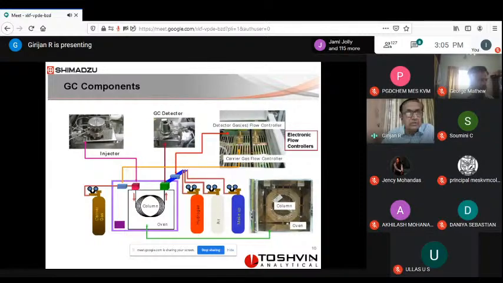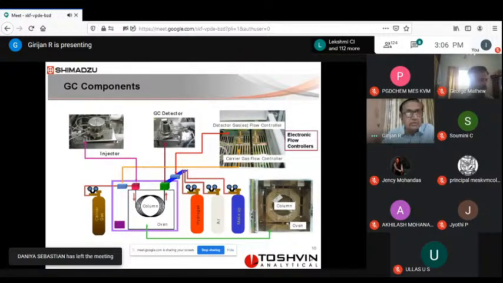And on the right-hand side in the slide, you can see there are 3 more cylinders. One is a hydrogen cylinder, one is an air cylinder, and one is called a makeup gas cylinder. And these 3 cylinders are connected to the detector. You can very clearly see all the 3 cylinders are connected to the detector, whereas your mobile phase, the carrier gas cylinder, is connected to the injection port. So the other 3 gases like hydrogen, air, and makeup are known as detector gases, and they are connected to the detector. And why hydrogen and air are required, you will understand when we go forward.